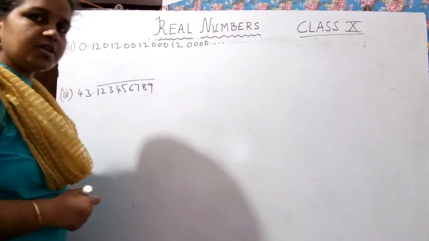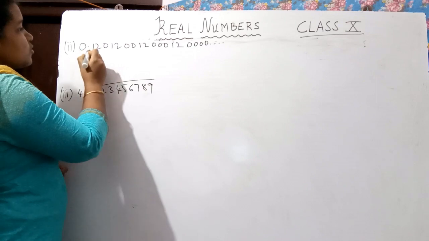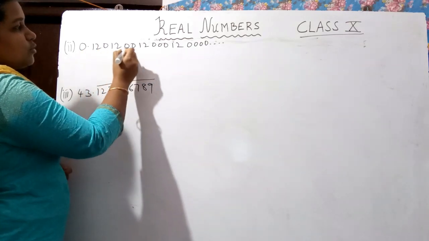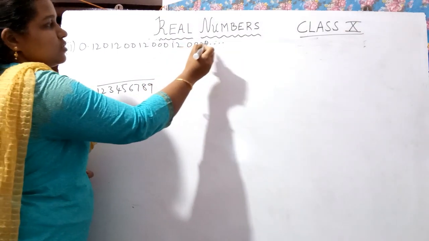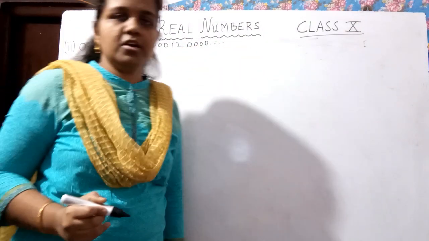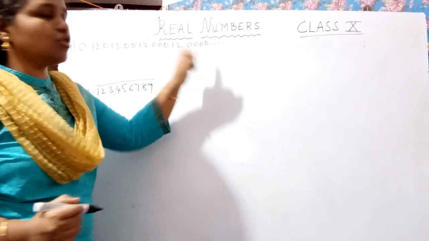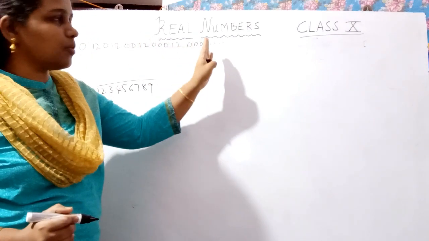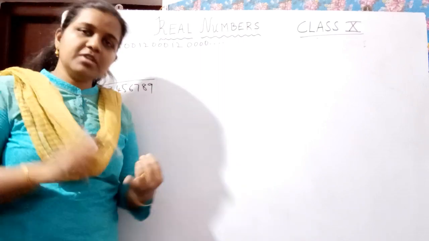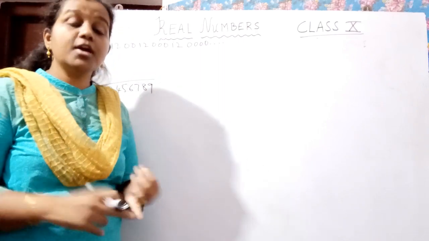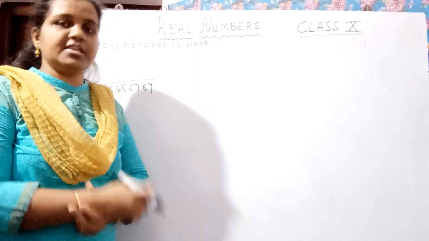Now we are doing the second bit. That is 0.120120012000120000 and so on. If you observe here, it is non-terminating, which means it is not stopping, it is continuing. So what are rational numbers? The terminating decimals are rational numbers, or non-terminating and repeating decimals.